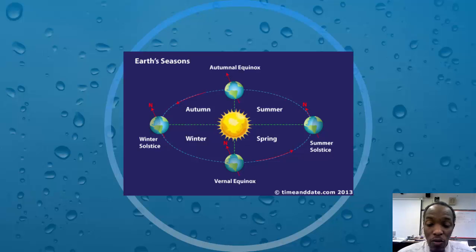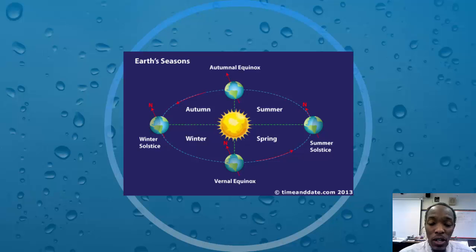As you can see, when the Earth is tilted toward the sun, the northern hemisphere is experiencing summer. When the Earth is tilted away from the sun, the northern hemisphere is experiencing winter. And whatever the northern hemisphere is experiencing, the southern hemisphere is experiencing the opposite. So when we're in winter, us over here in North America, the southern hemisphere is in summer, and when we're in summer, the southern hemisphere is then in winter. And same thing goes for the spring.